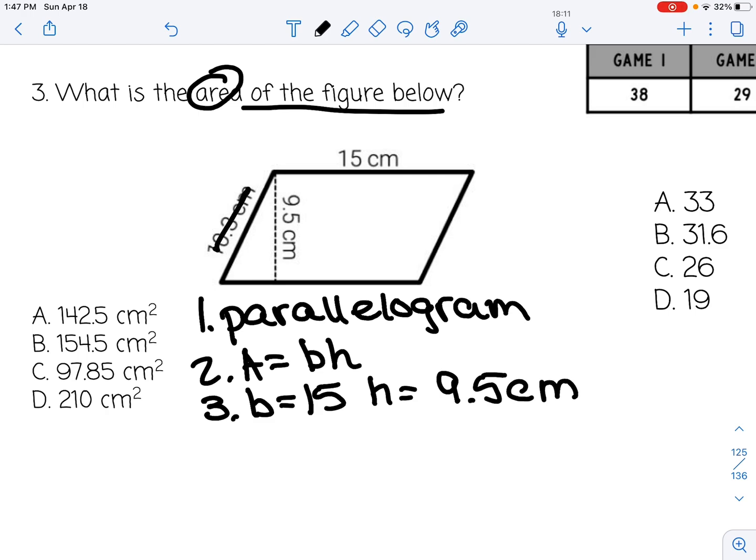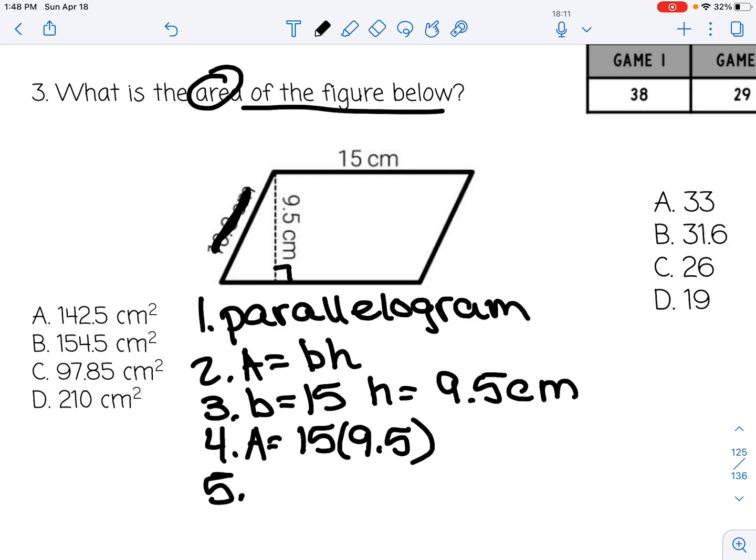Remember, this is the hypotenuse. We do not need that. Our height is always perpendicular to the base. Here we go. Number 4. This is when we substitute our variables into the formula. And then number 5, we solve for area.